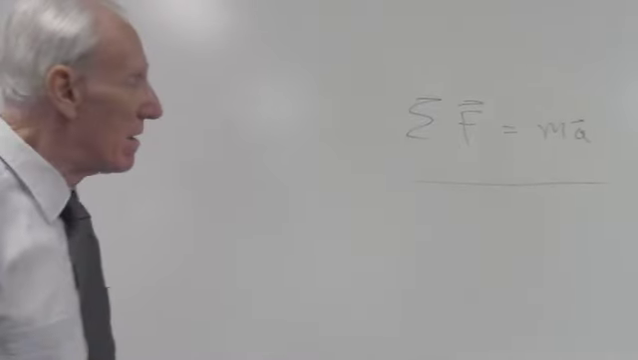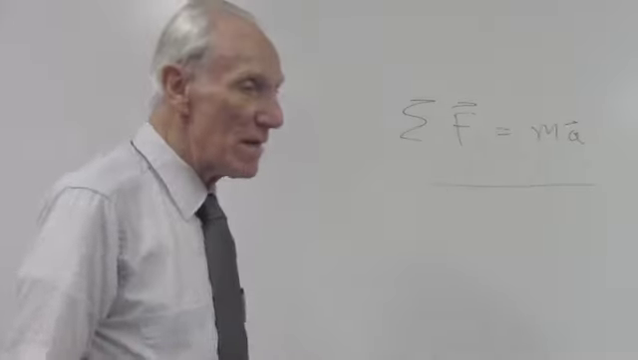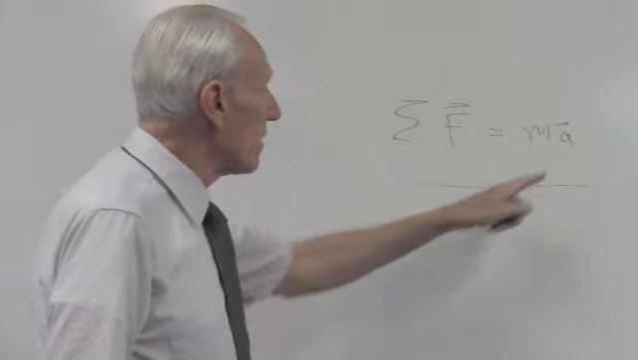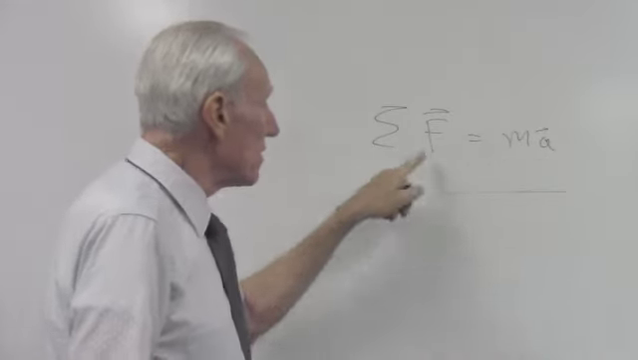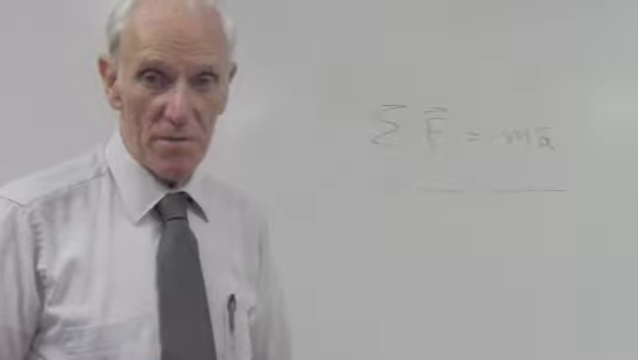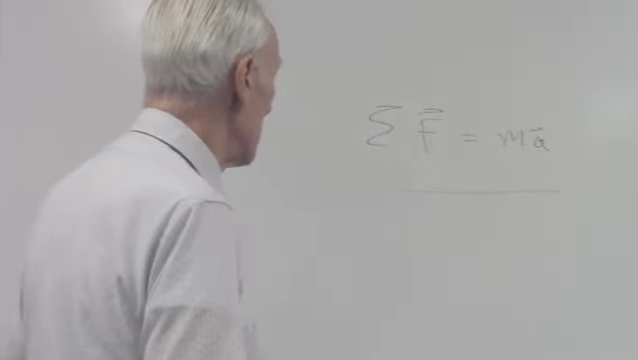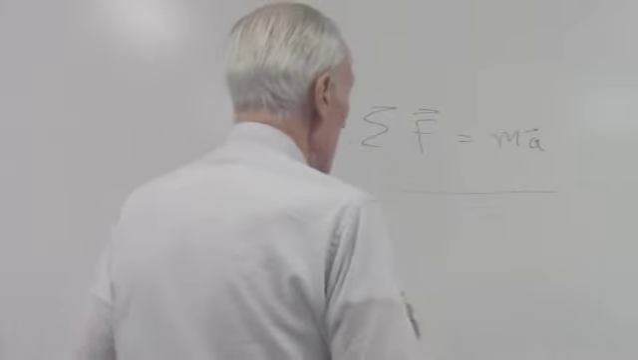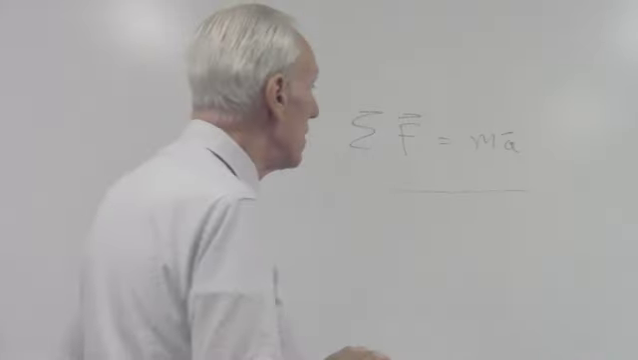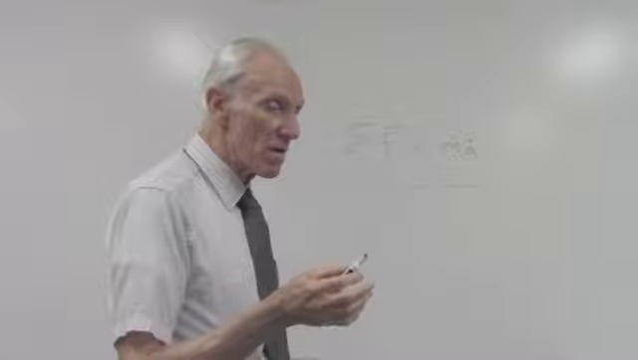There it is. The vector sum of the forces equals mass times acceleration, and the acceleration is in the direction of the net force. We know that from previous experiments and from class. Okay, so today we're going to talk about making things go in a circle.